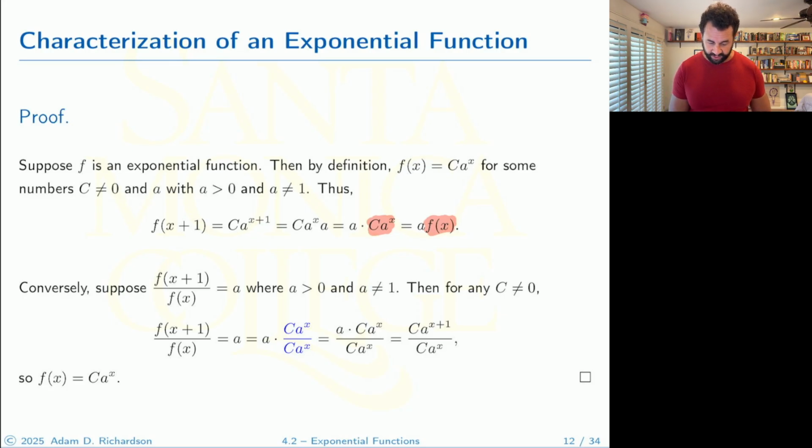So check out this numerator here, f of x plus 1, c times a to the x plus 1. And then look at the denominator, f of x, c times a to the x. So as a result, this means that f of x is equal to c times a to the x, which means that f is an exponential function. There you go. So that is the characterization of an exponential function.